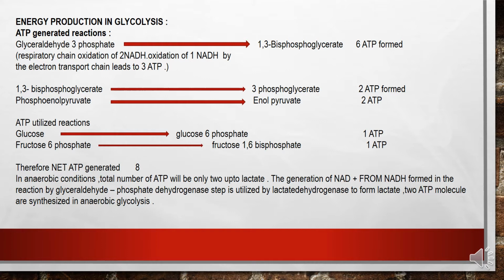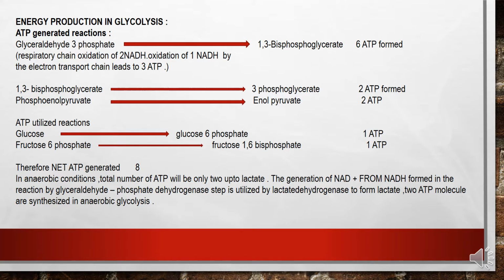Then there are ATP utilizing reactions, where ATP is used, like glucose getting converted into glucose 6-phosphate by utilizing 1 ATP, and fructose 6-phosphate getting converted into fructose 1,6-bisphosphate by utilizing 1 ATP. Therefore, the net ATP generated is 8. How is it 8? 6 plus 2 plus 2 is 10, minus 1 and 1, is equal to 8.